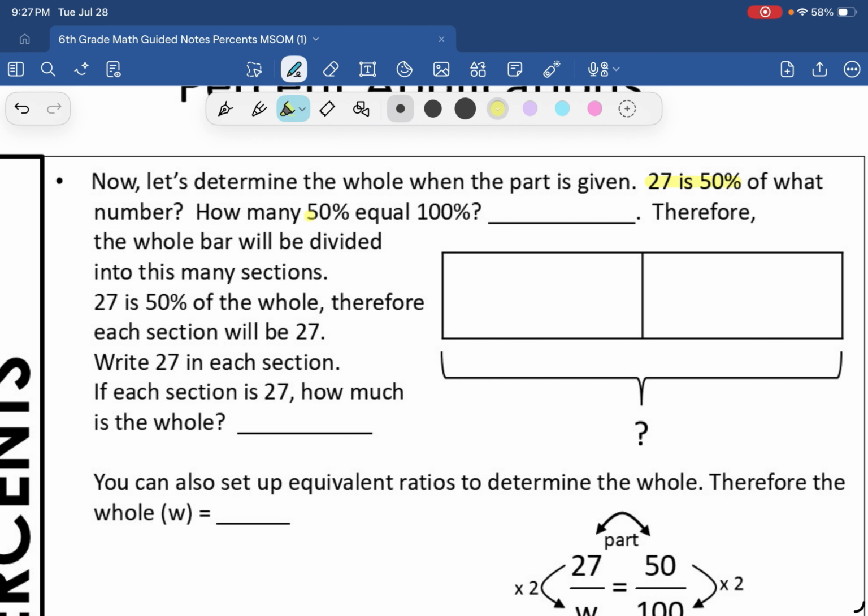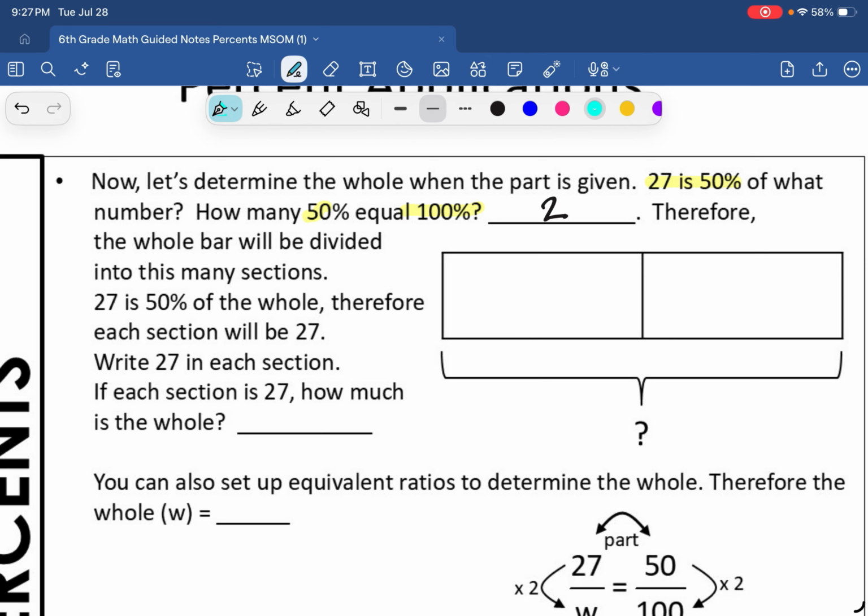How many 50% equal 100%? That would be 2. So I'm going to divide this bar into 2 sections, which it is already done for me. I just need to think of a way to show that percent in the problem on the bar model. And that's how you figure out how to divide it up. So 50% would just be 50 and 50.